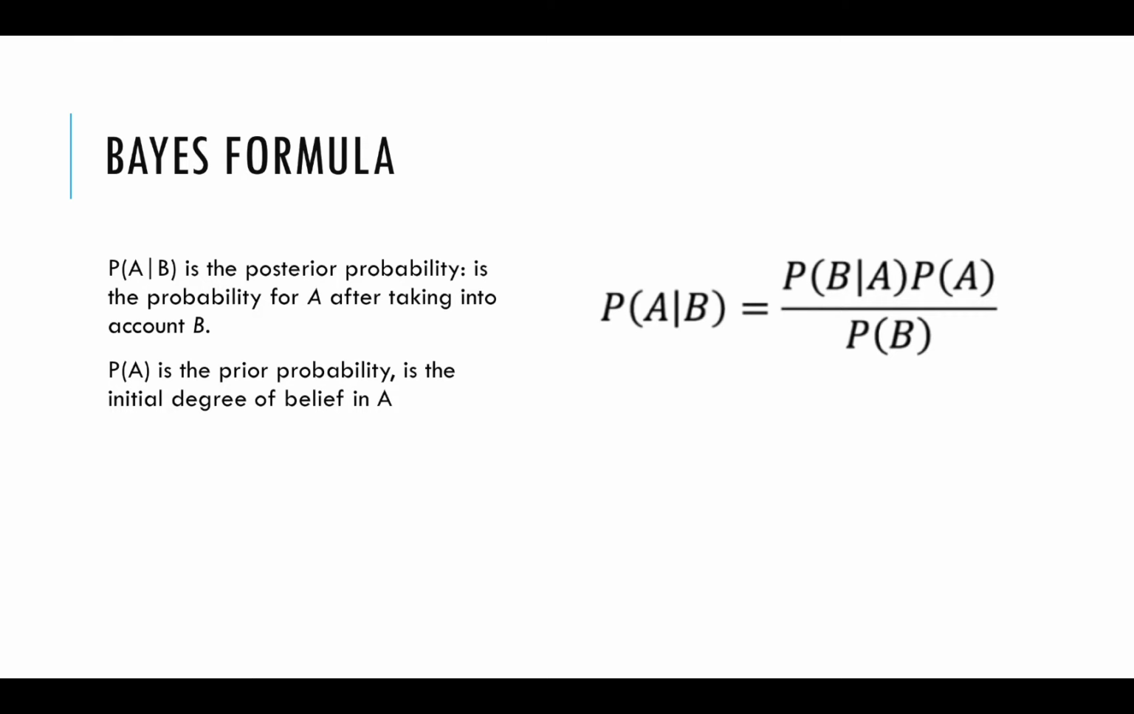From this formula, we can easily calculate P(A given B), but it is more than that. We can know that from the prior probability, we can deduce the posterior probability. Let's see an example.